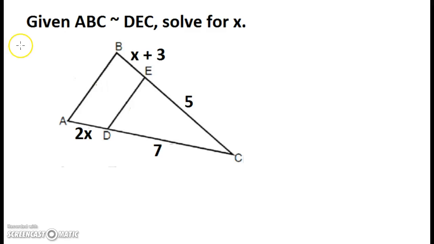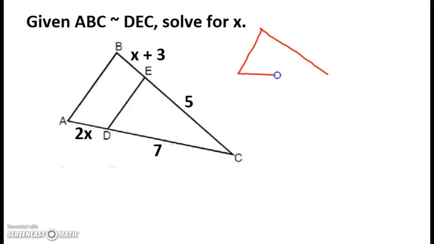This question says, given triangle ABC is similar to triangle DEC, solve for x. All right, this question is harder because the triangles are inside of each other. So it's actually probably easier to think about this as two separate triangles. Now, before I draw them as two separate triangles, I'm going to show you two ways to do this problem. Actually, I'll probably show you with two triangles first. All right, so let's do that one.